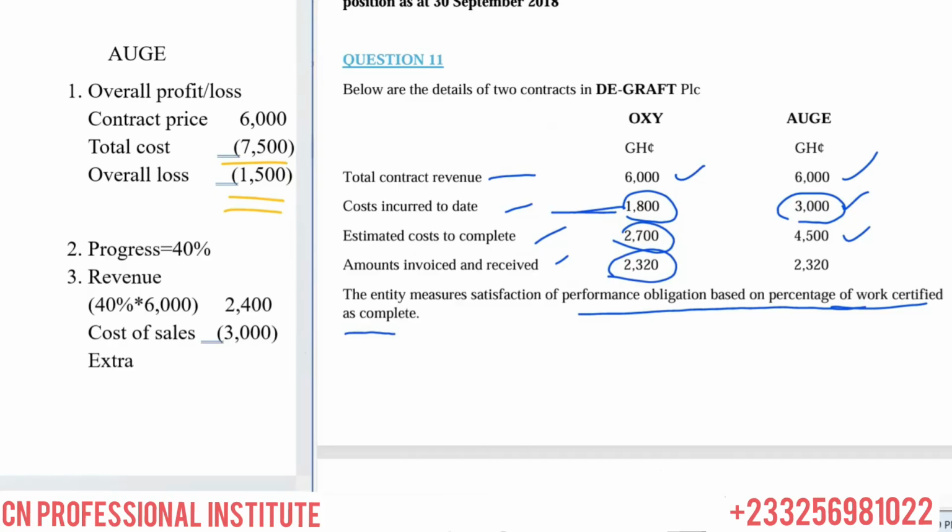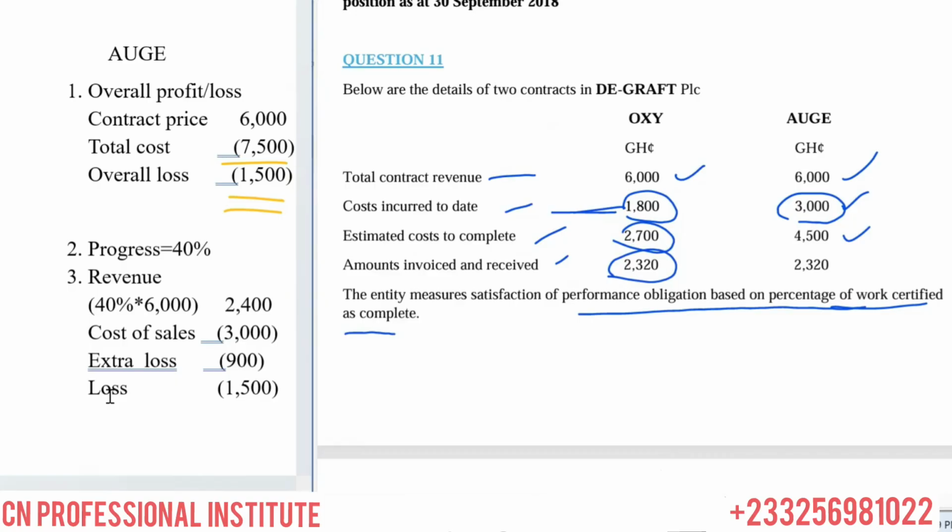900. Are you following? So if you record extra loss of 900, the 900 plus the 600 loss that we recorded will give us 1,500. So we have to record extra loss. We have to record extra what? Loss. Extra loss of 900, so that the overall loss that we are going to record in our P&L now will be the 1,500.